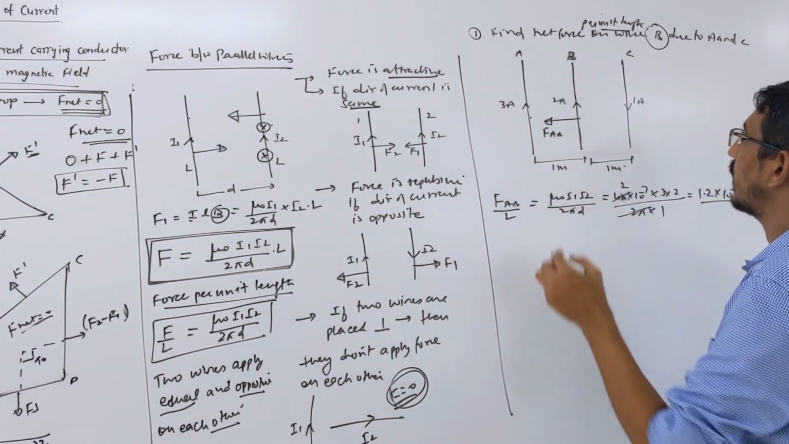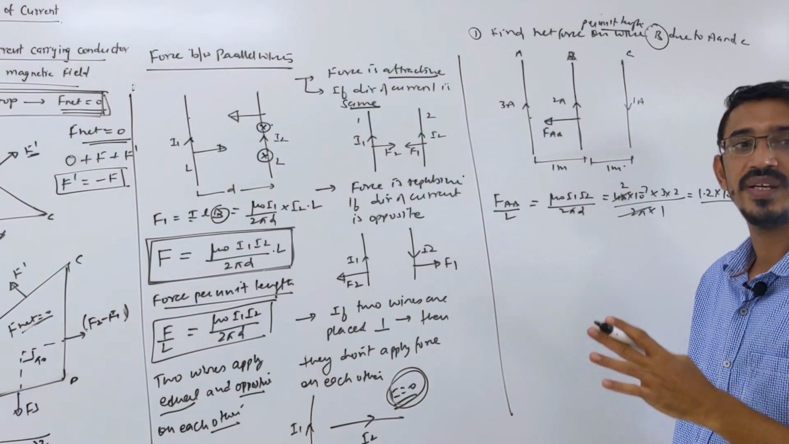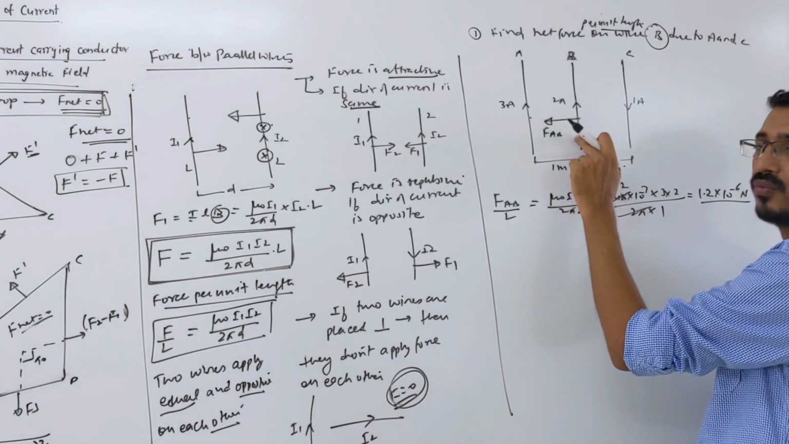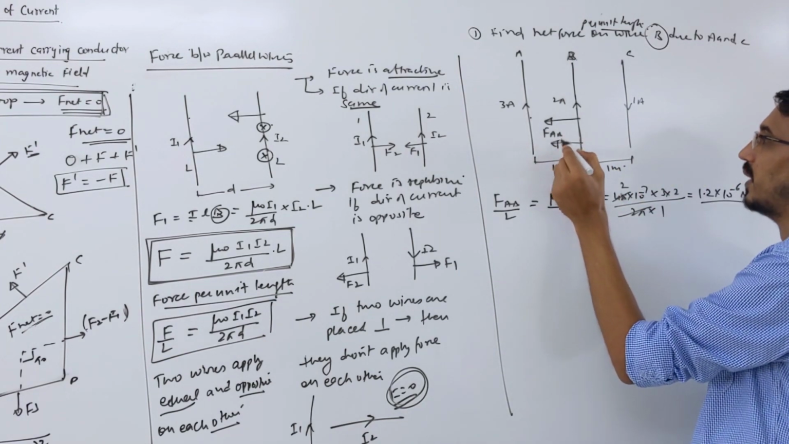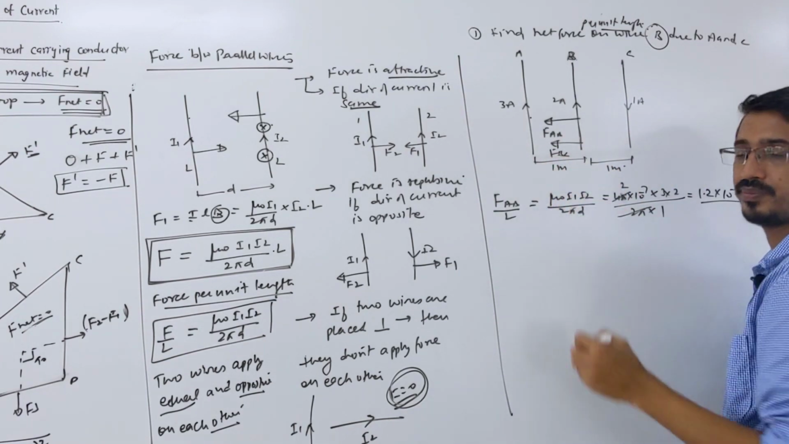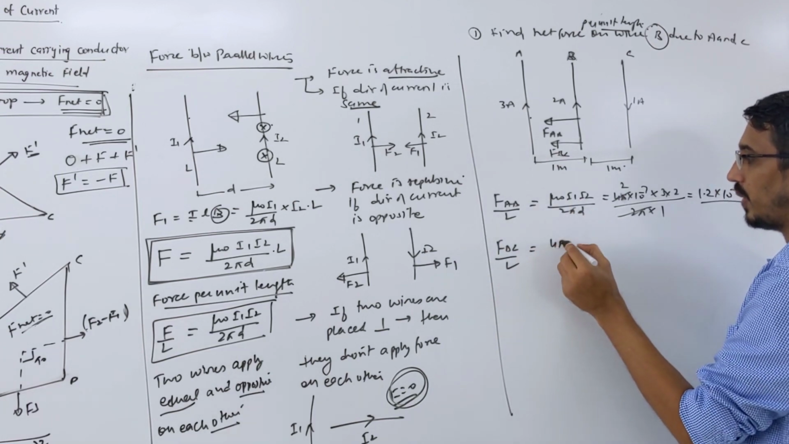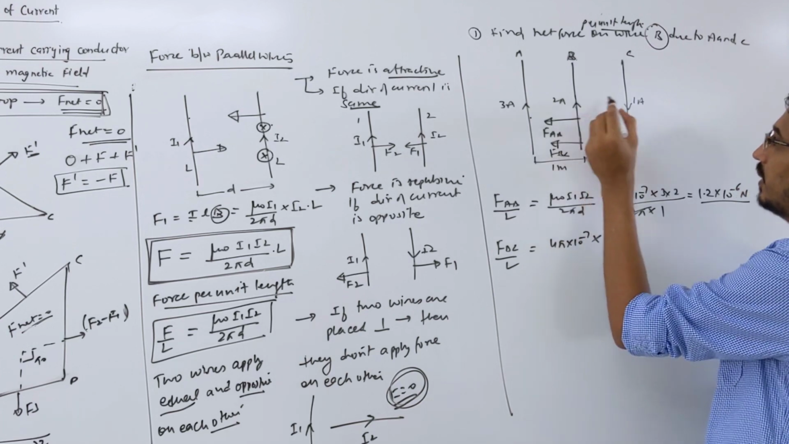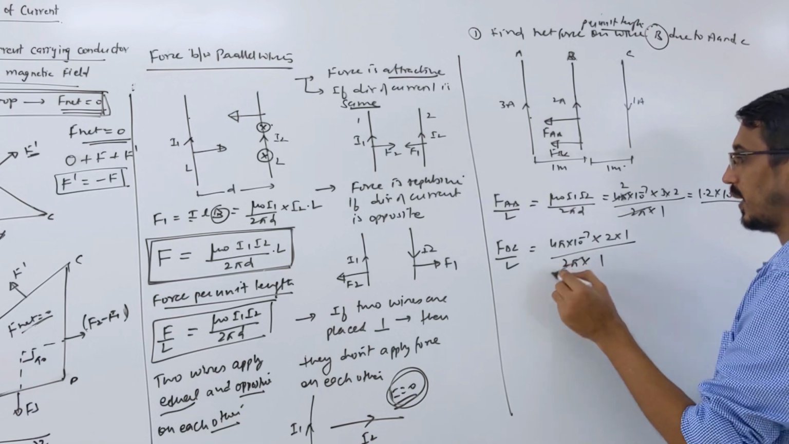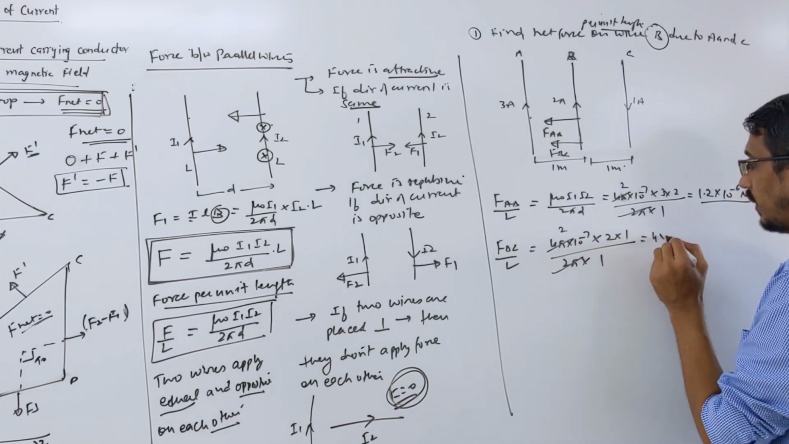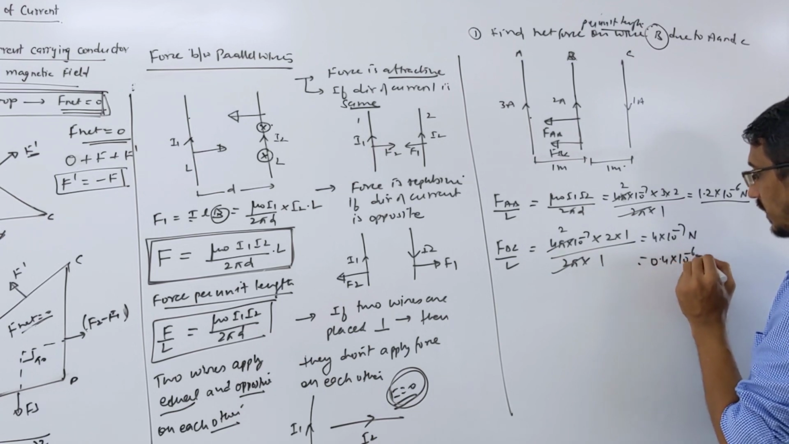Now look at wire B and wire C. They are carrying current in opposite direction, so they will repel each other. Means force on this wire we are finding, so this wire will repel this wire away. Means direction of force will be in this direction, we call it force BC. So what is force BC per unit length? Same formula, 4 pi into 10 power minus 7, current here and here is 2 into 1, by 2 pi and distance 1. So this becomes 4 into 10 power minus 7 Newton, or you can write 0.4 into 10 power minus 6 Newton.